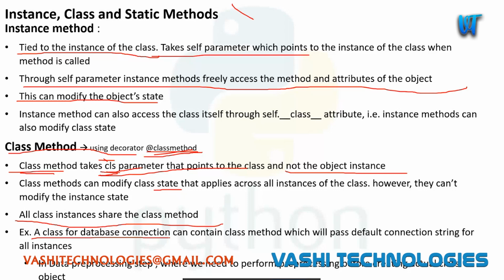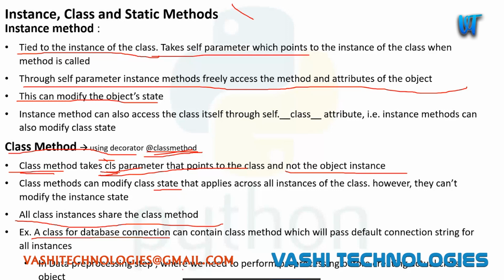For example, let's say we have a class for database connection, and using that database connection, we'll be connecting to different databases, or different tables. Let's say different tables. But all of them will be sharing a default connection string. This connection string is something which we'll be using for making a connection to the servers or cloud servers. So this connection string will remain the same for each and every database which we have hosted in our system.